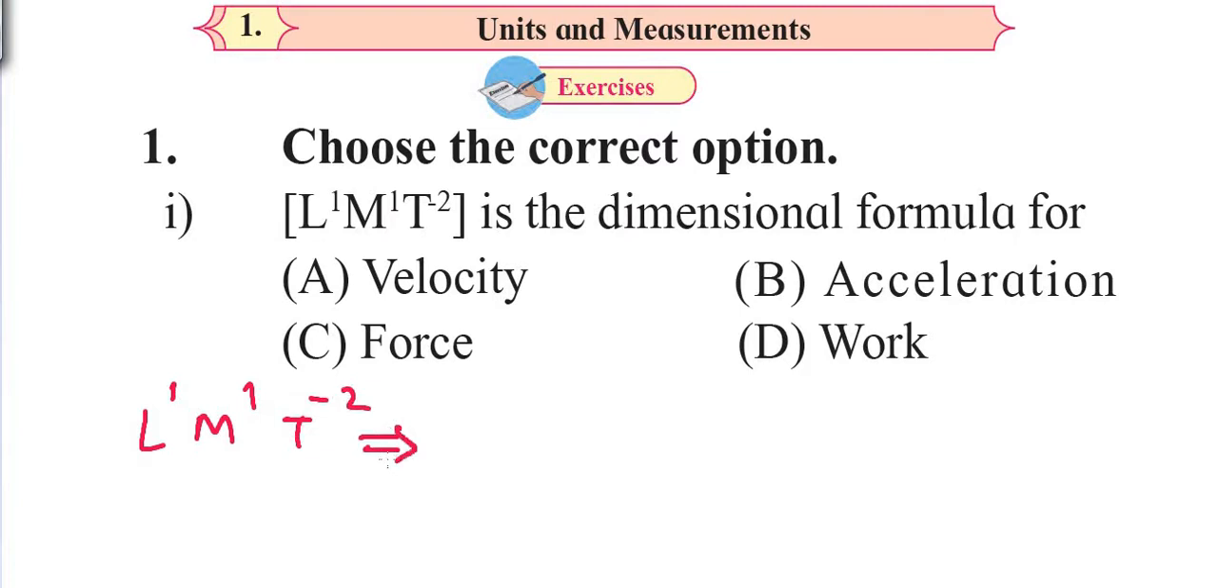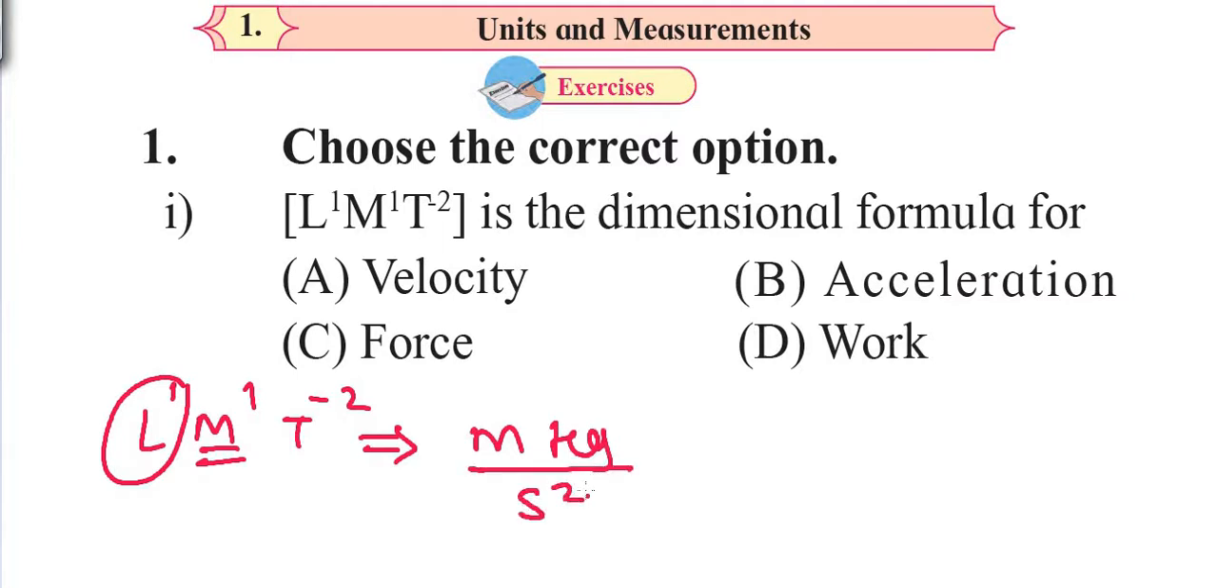Let's identify and write the SI units for the respective quantities. L stands for length. SI unit for length is meter. M stands for mass, kilogram. And T raised to minus 2 is time raised to 2 in the denominator, that is second square. So this is equal to kilogram meter per second square.